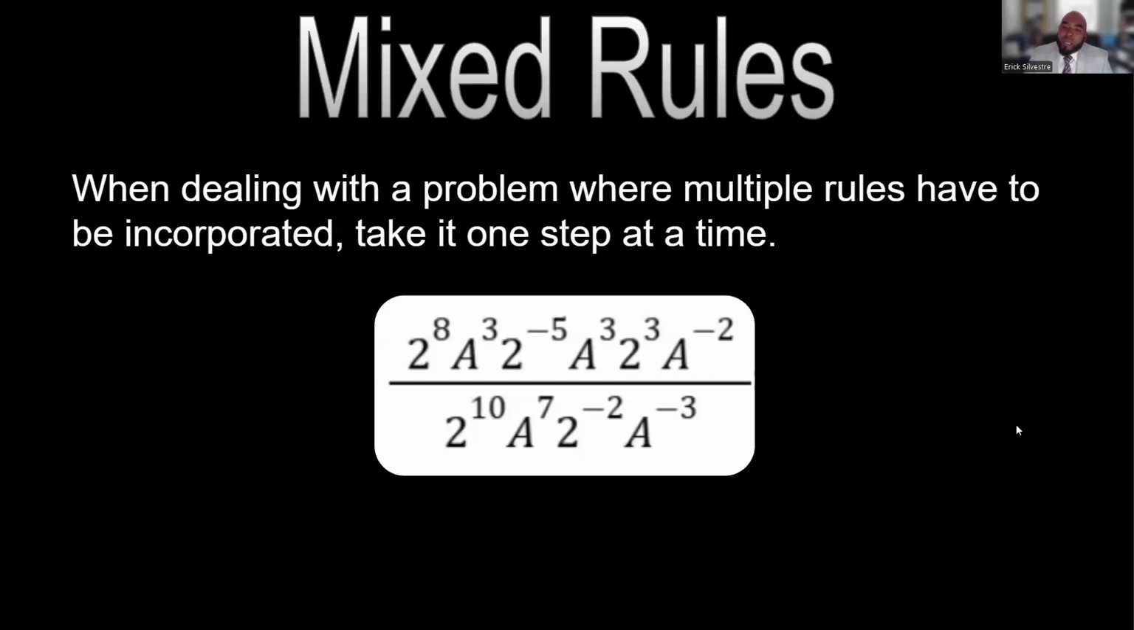Now, mixed rules. When you have mixed rules, you have to make sure that you simplify what you're dealing with. Do not try to do this in one shot. Not yet. This is the introduction to exponents. Therefore, we want to take it step by step, little by little. So when you get something like this, I would recommend that you start with the numerator and then the denominator. We're going to tackle one at a time until you're ready to just do it in one shot.